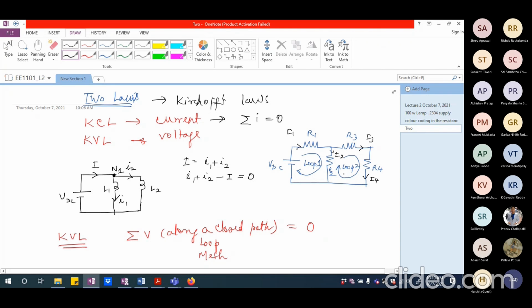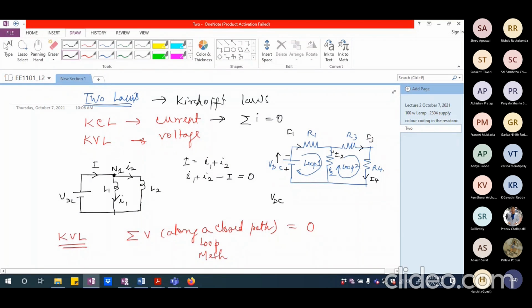I should be able to write two loop equations for this according to KVL. So I should say VDC, which is actually a potential increase like this, because this is plus and this is minus. I3 and I4 are common. They are the same, no doubt.